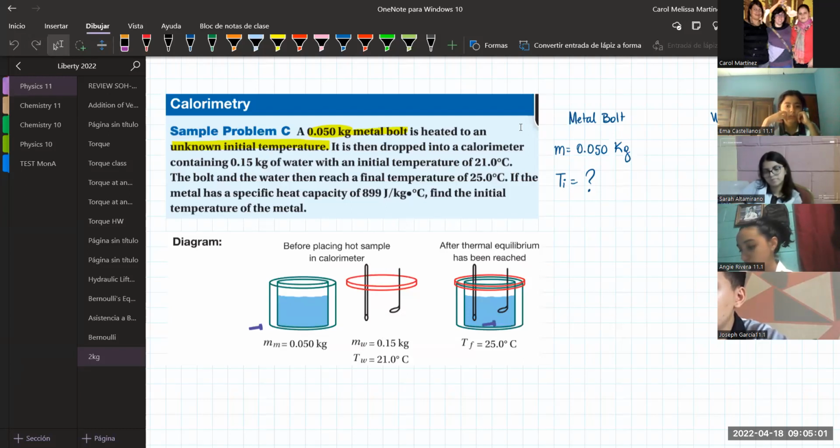Then, it is dropped into a calorimeter containing water. How much water? 0.15 kilograms of water. So that is my other substance. The mass of this water is 0.15 kilograms. What else do I know about water? It says with an initial temperature of 21 Celsius. This is not the bolt, because from the bolt we don't know the initial temperature. Though we know the initial temperature of water, that is 21 degrees Celsius.